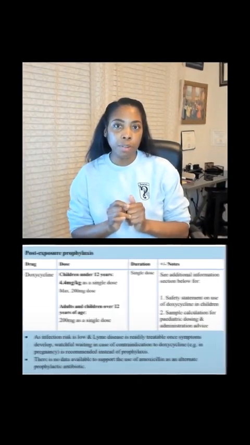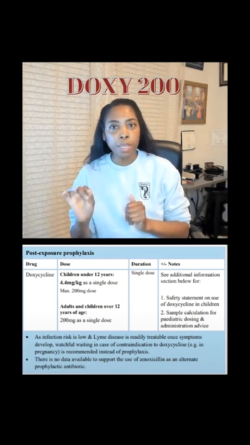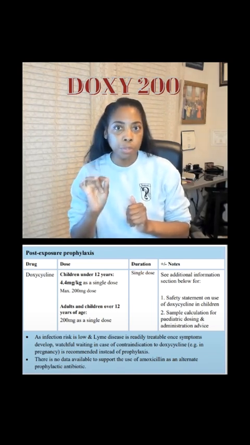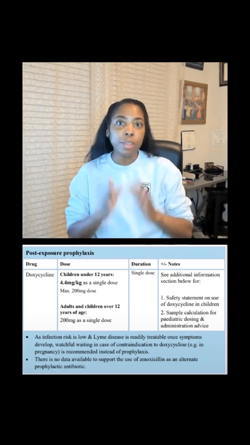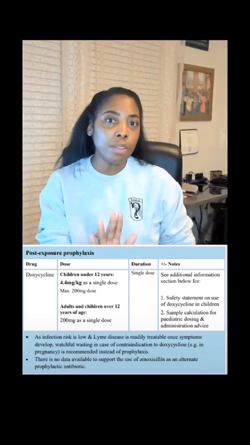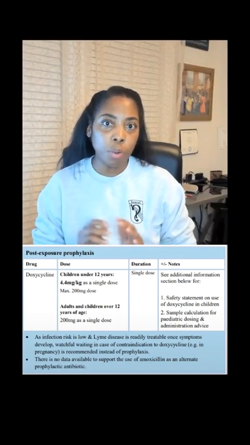So for patients who meet criteria for prophylaxis, the recommended dose of doxycycline is 200 milligrams for adults and 4.4 milligrams per kilogram to a maximum of 200 milligrams per dose in children, given as a single dose, no matter their age, to reduce the risk of acquiring Lyme disease after the bite of an infected tick.